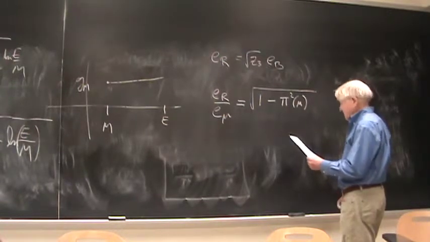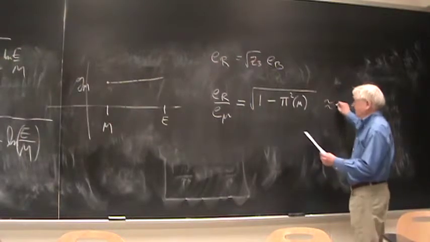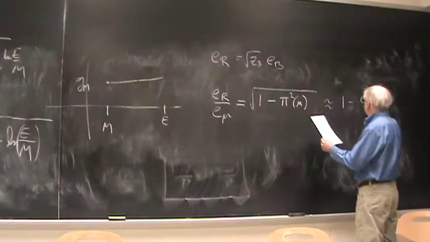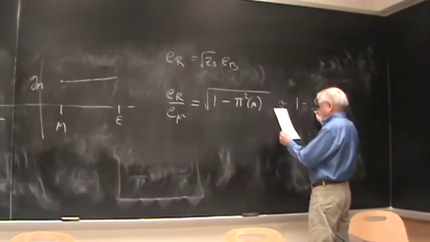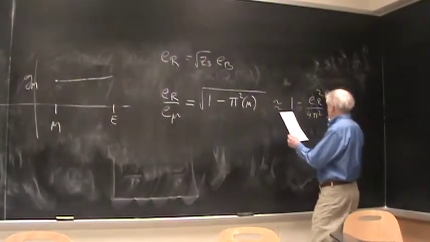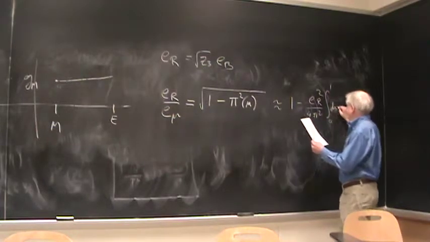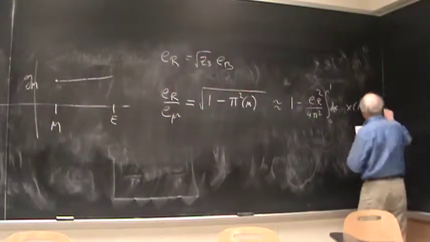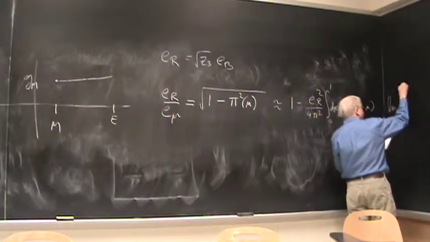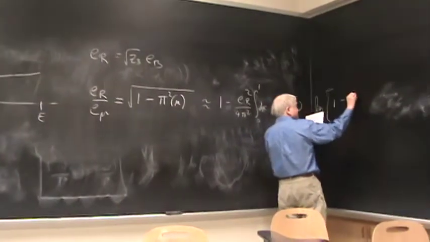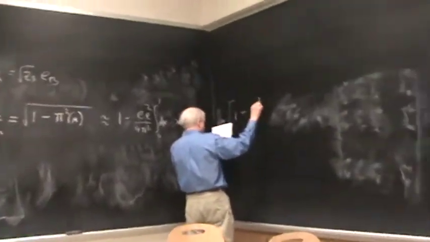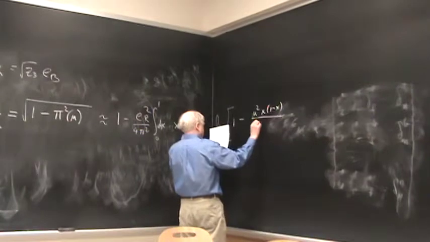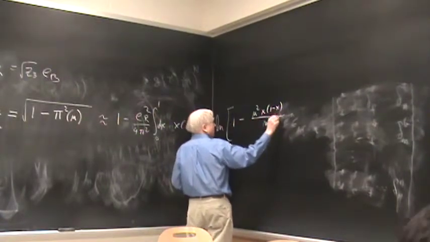And so that means that this is approximately 1 minus e_R squared over 4 pi squared, integral 0 to 1 dx, x(1 minus x), log of 1 minus mu squared x(1 minus x) over mu squared.